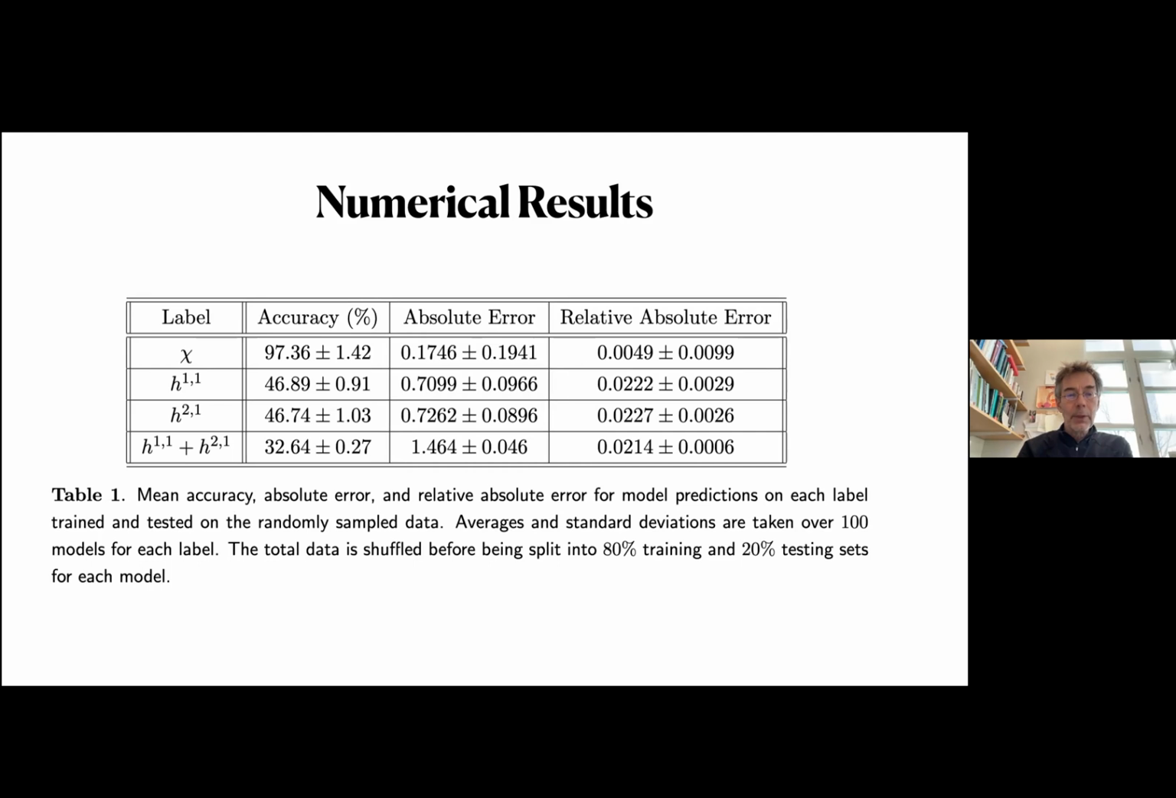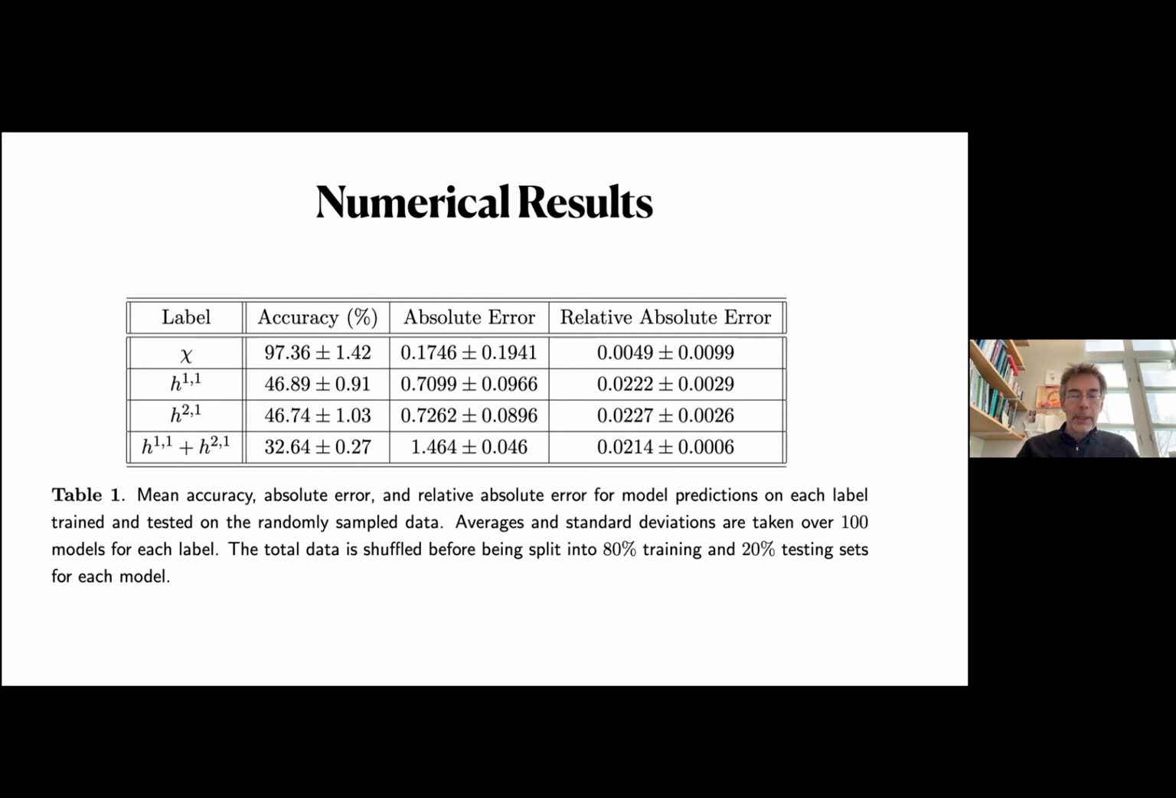The labels to the left are chi, H11, H21, and the sum. As you can see, the accuracy is in the high 90%, 97%. The plus minus here is the standard deviation for this experiment of having run this 100 times. The absolute error is very low, and similarly the relative absolute errors. When it comes to H11 and H21, it's close to 50%. So it certainly could be better, but it's not that bad. And then H11 plus H21 is not as good.